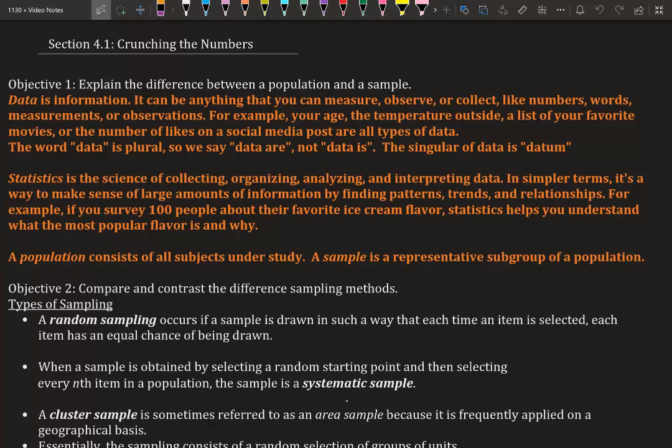The word data is plural. So we say data are, not data is. The singular of data is datum. So data is plural. It's all the data. Datum is one piece of data.